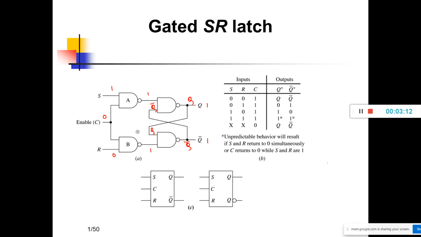What is the difference here is, there is a control signal here which makes the S and R input effective. Effective means whenever the enable signal or control signal is 1, and if you change the inputs, it will reflect at the output side. If the control signal is 0 and you change the input, that will not be reflected at the output side. So that is the difference between the normal S bar R bar latch or SR latch and the gated SR latch.